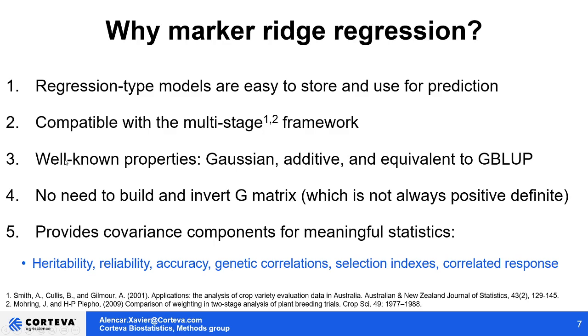Another advantage is that ridge regression has very well-known properties, and we can get a lot of meaning out of those coefficients and out of the genetic variance and residual variance. They are Gaussian, they are additive, and they are equivalent to a GBLUP. Another advantage, computationally speaking, is that we do not need to build or invert the G matrix, which is not always positive definite. And as I mentioned, it also provides meaningful covariance components and statistics that you can use for heritability, reliability, accuracy, correlations, selection indices, and correlated response selection.